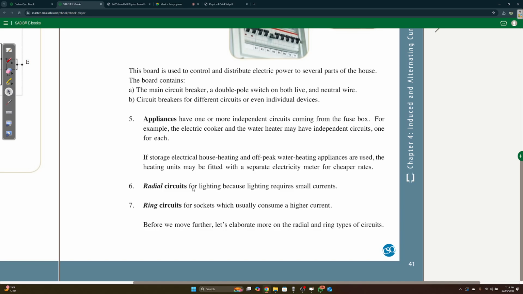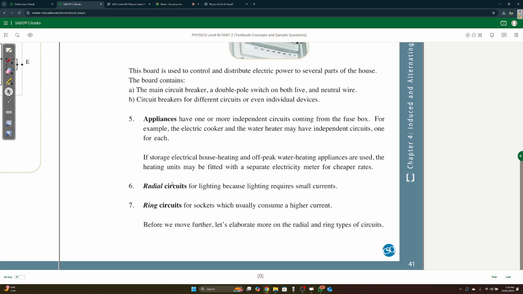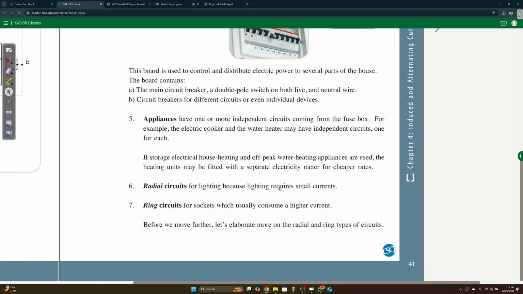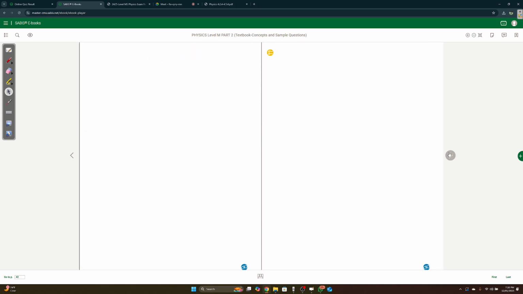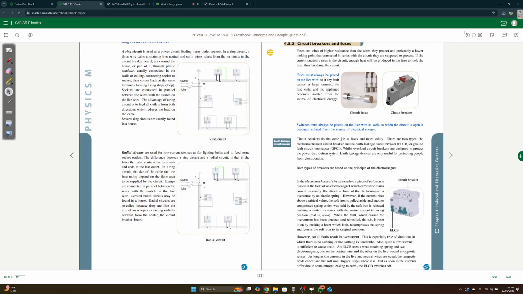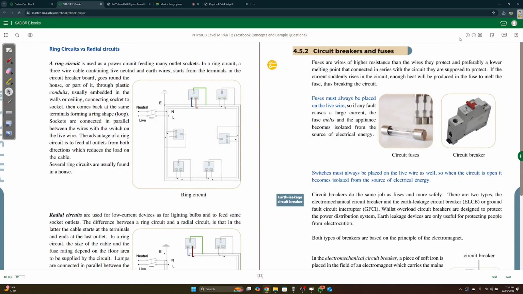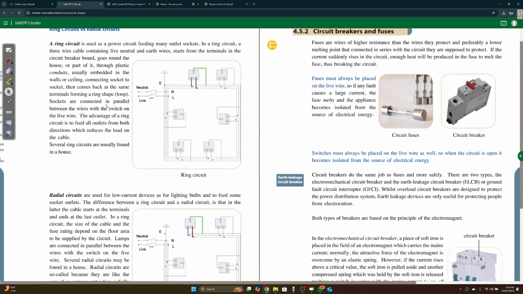Radial circuits are for lighting. Radial, like radiation, so that's why I remember it as lighting. Because lighting requires small currents, it has its own circuit called the radial circuit. Since your light needs very, very little current, it has its own separate circuits. Ring circuits are for sockets, which usually consume a higher current. When you put your charger in the wall, that's what a ring circuit is. Very easy. So, ring circuit versus radial circuits.